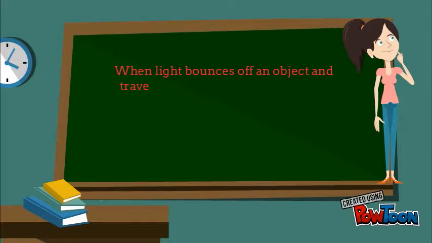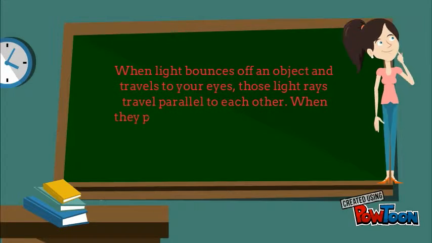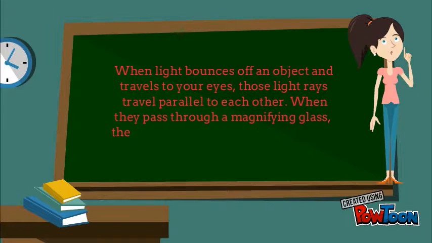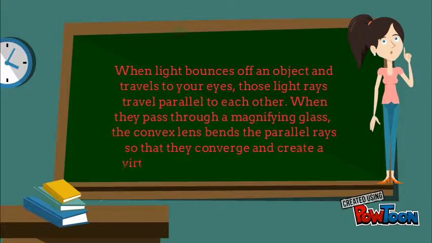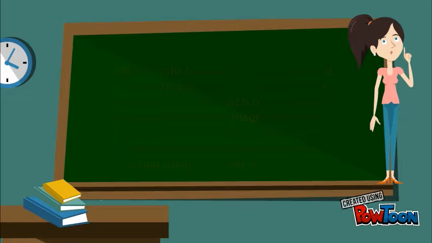When light bounces off an object and travels toward your eyes, those light rays travel parallel to each other. When they pass through a magnifying glass, the convex lens bends the parallel rays so they can converge and create a virtual image on our eye's retina.